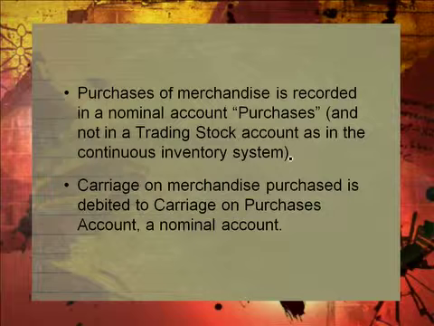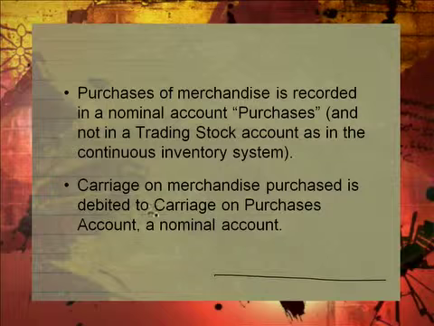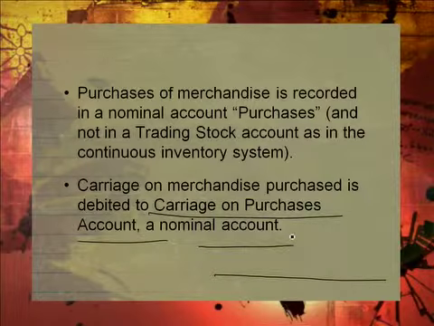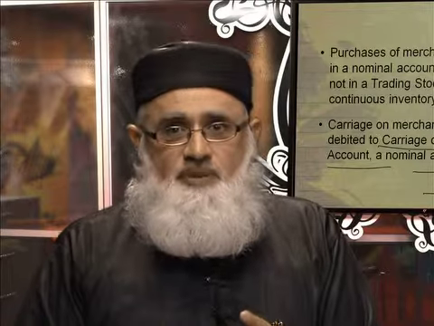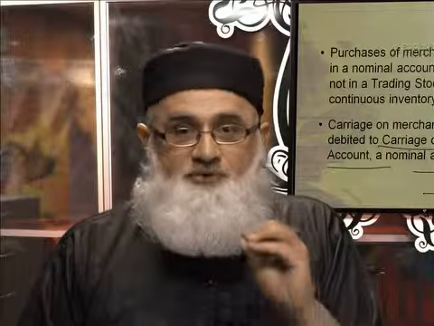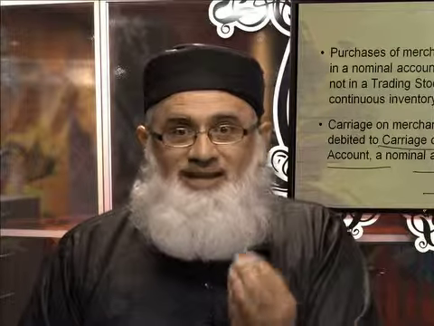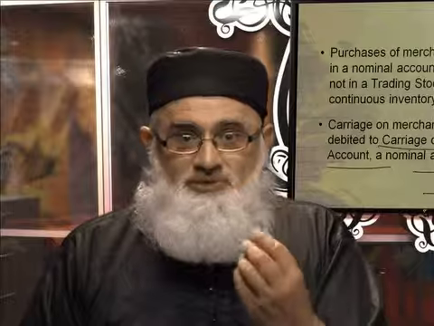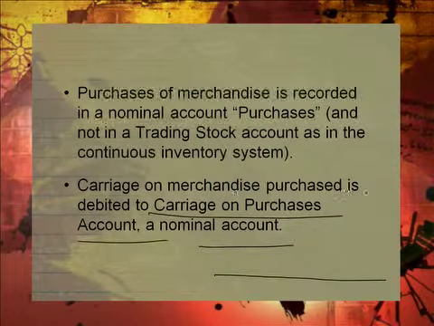Remember, carriage on merchandise, that is on goods that are purchased, is debited to a carriage on purchases account, a nominal account as well. Just a bit of explanation here. When you use the perpetual inventory method, any expense that you had on your trading stock went into a trading stock account. However, with the periodic system, any expense that you incur on your purchases will be recorded in a separate account. Like the example here, your carriage that is paid goes to a carriage on purchases account.